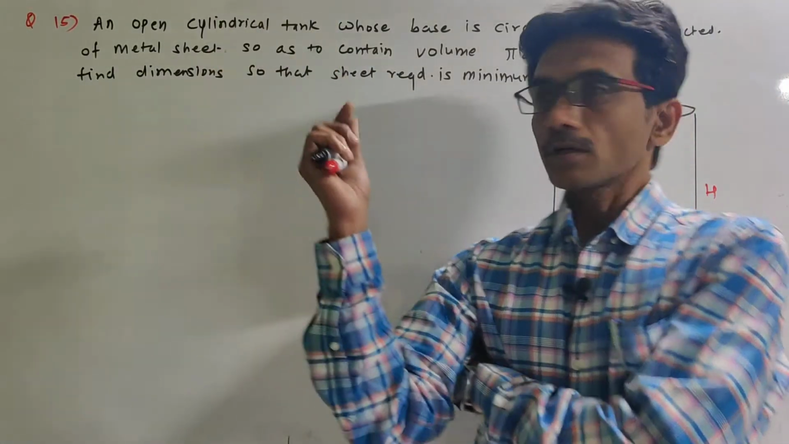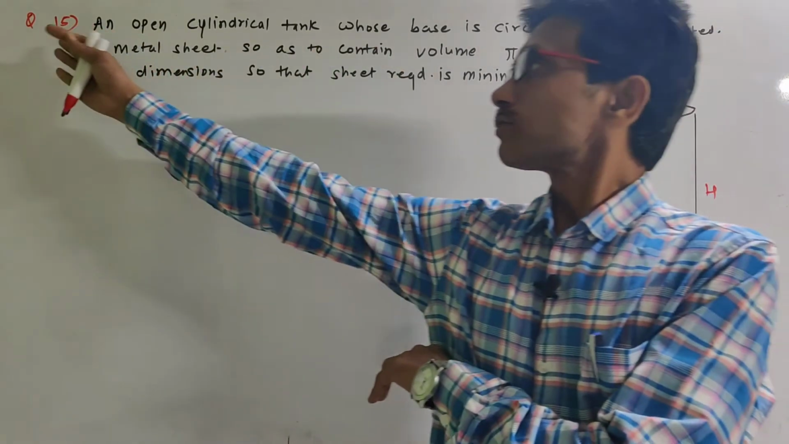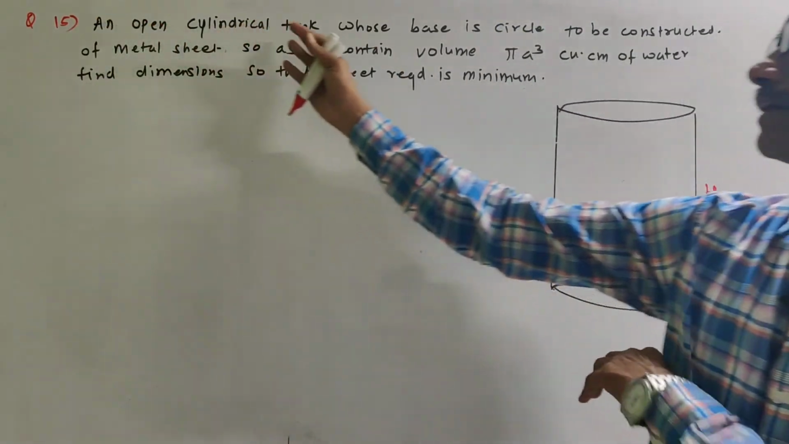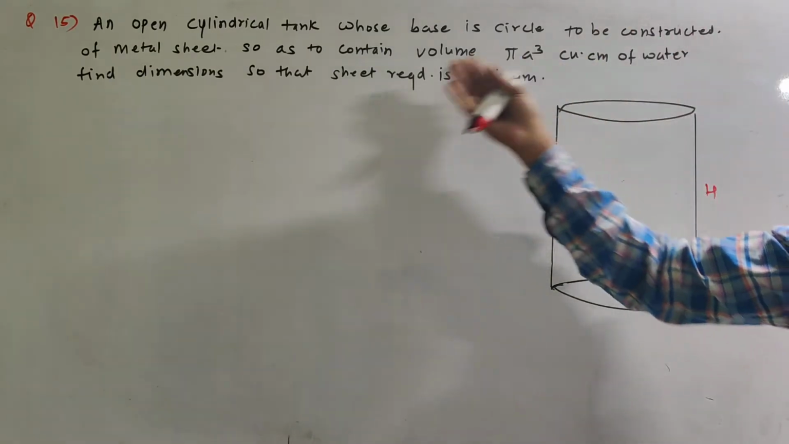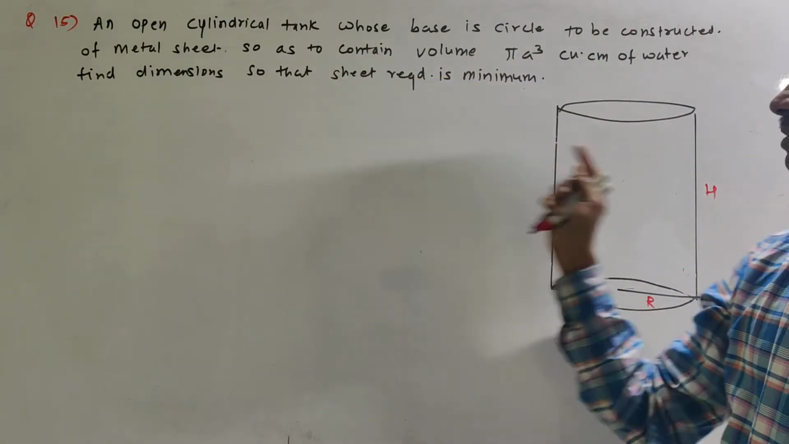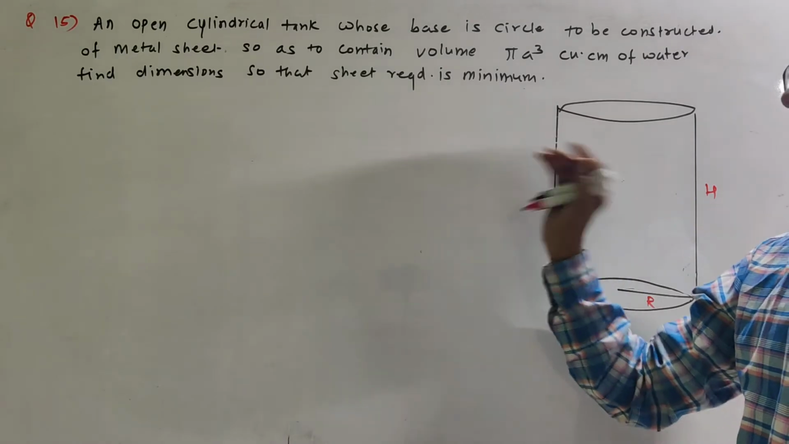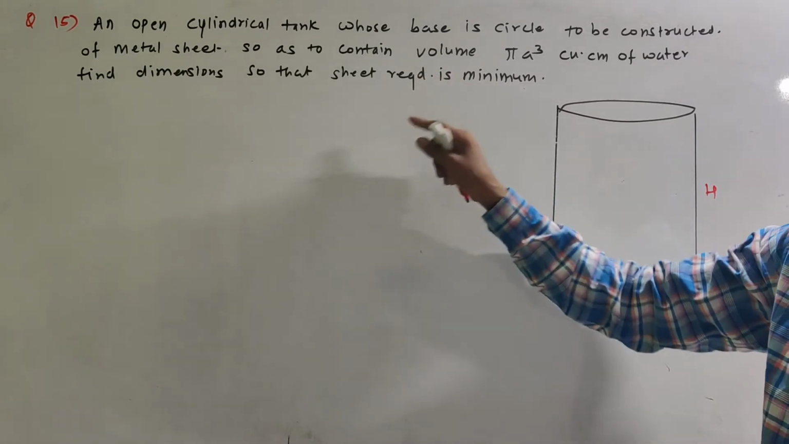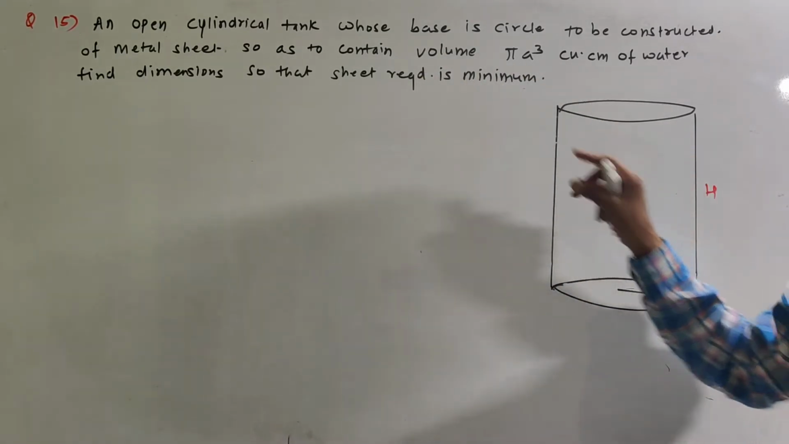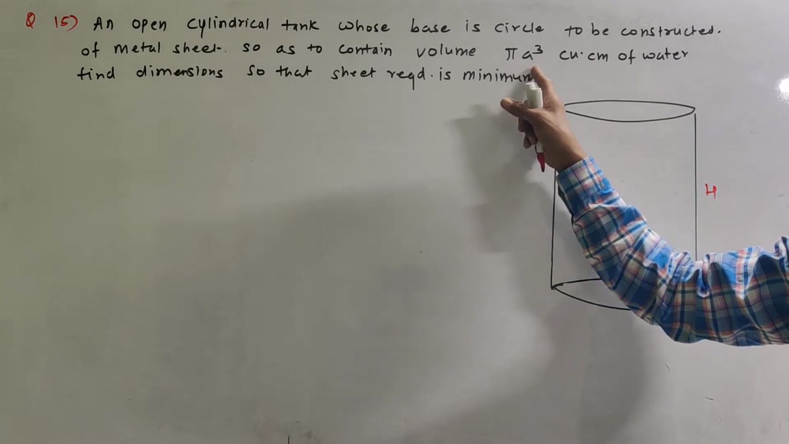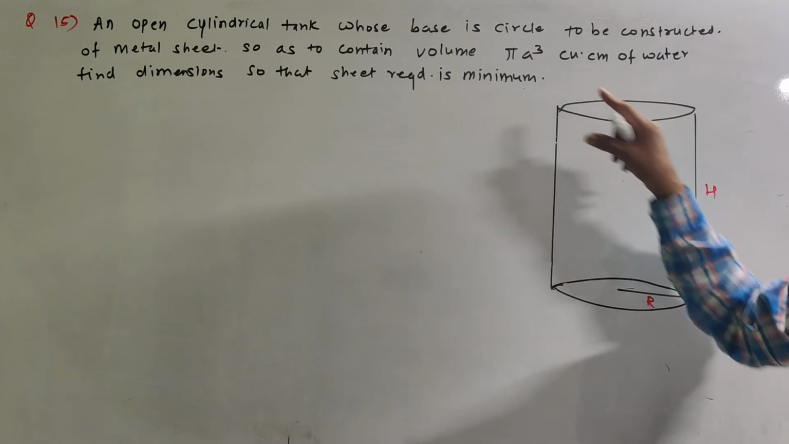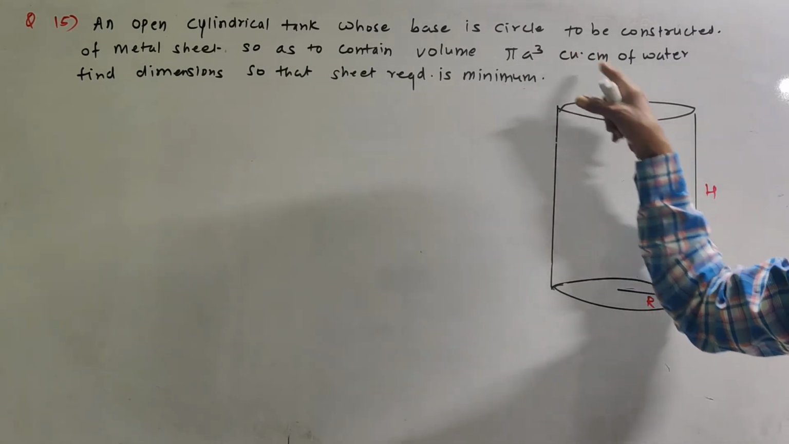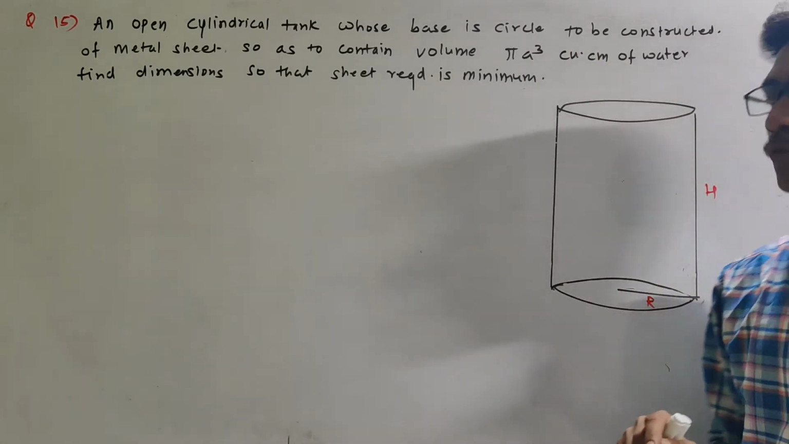Look at question number 15. Let's see question number 15. An open cylindrical tank whose base is a circle is to be constructed of metal sheet so as to contain pi a cube cubic centimeter of water. So the volume of this is to be pi a cube cubic centimeter of water.